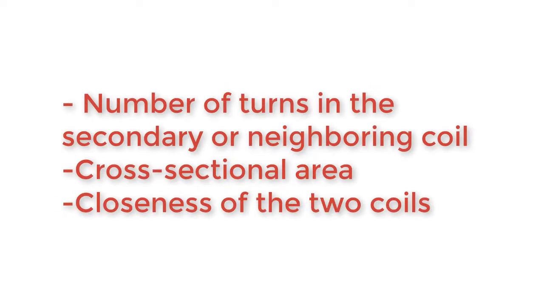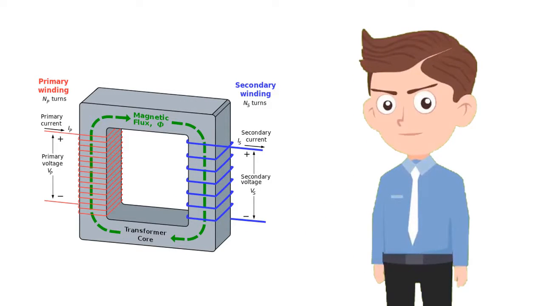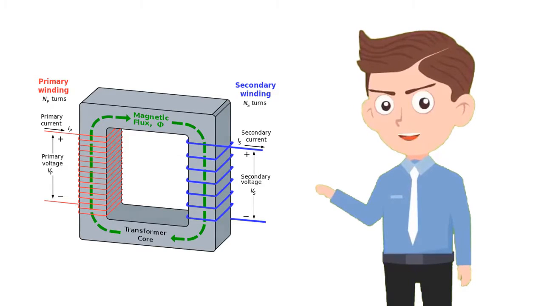So, the value of mutual inductance M depends upon the following factors: number of turns in the secondary or neighboring coil, cross-sectional area, and closeness of the two coils. In our daily lives, the best example of mutual inductance is the transformer, which works on the principle of Faraday's laws of electromagnetic induction.